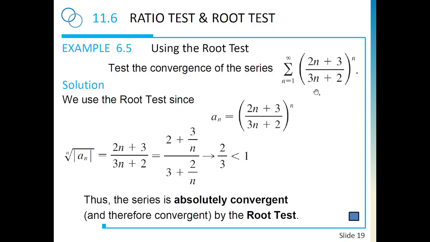Here in this situation, we have an expression to the power n. So everything is to the power n. So this calls for the root test. So the nth root of the absolute value of the general term, and this is easy to compute. So the limit is 2 over 3, which is smaller than 1. So by the root test, this series is absolutely convergent. So in this situation, the root test is the easiest because the entire term is to the power n.